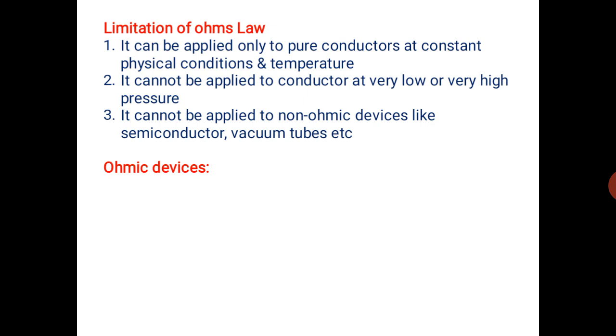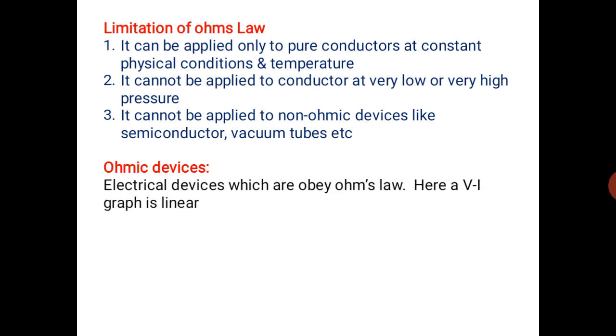Next, the term ohmic devices. These are the electrical devices which obey Ohm's law. Here, the IV or VI characteristics graph is linear. If you plot the graph of voltage versus current or current versus voltage, we get a straight line. Examples of ohmic devices are ammeter, galvanometer, voltmeter, etc.